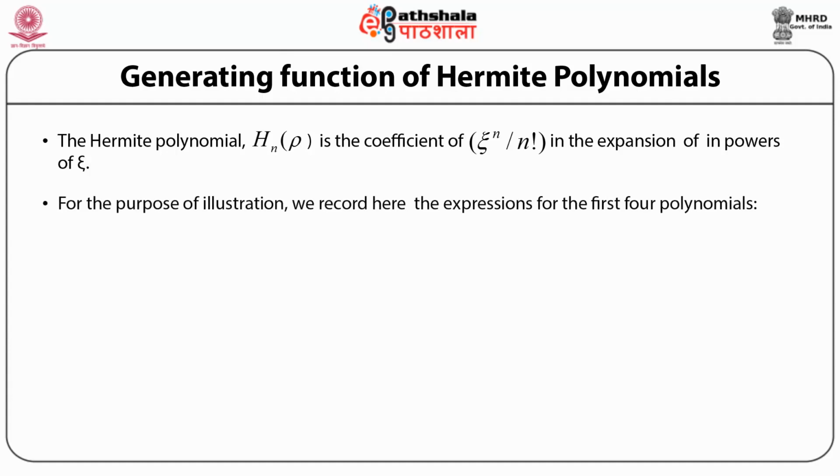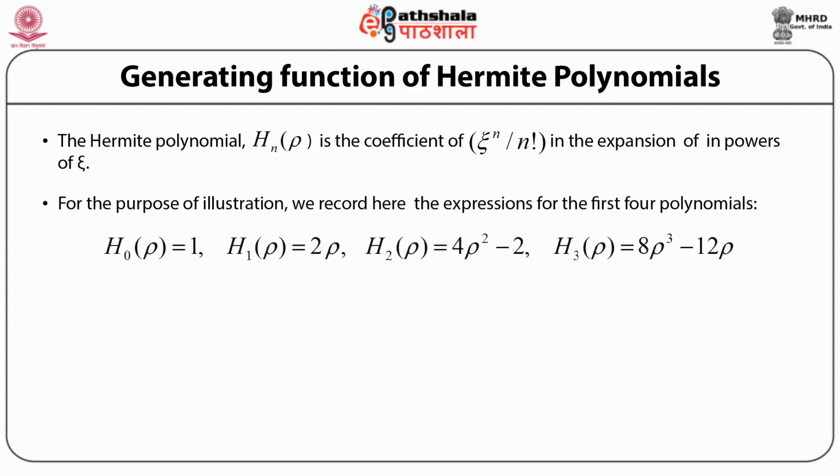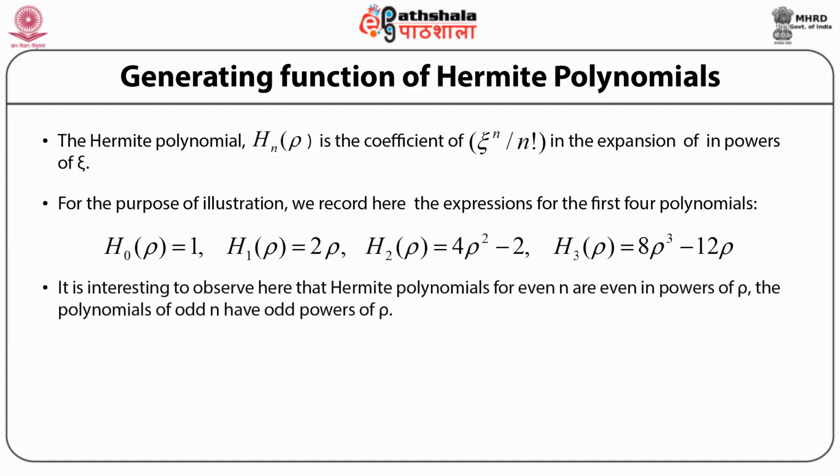For the purpose of illustration, we record here the expressions for the first four polynomials: H0(rho) is equal to 1, H1(rho) is equal to twice rho, H2(rho) is equal to 4 rho square minus 2, H3(rho) is equal to 8 rho cube minus 12 rho. It is interesting to observe here that Hermite polynomials for even n are even in powers of rho. The polynomials of odd n have odd powers of rho.